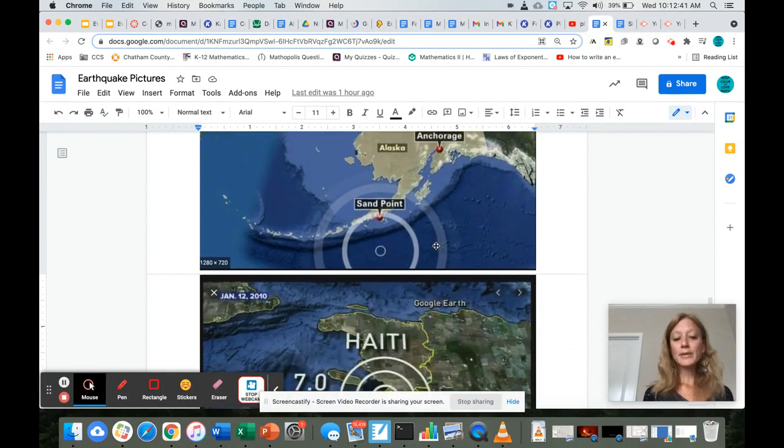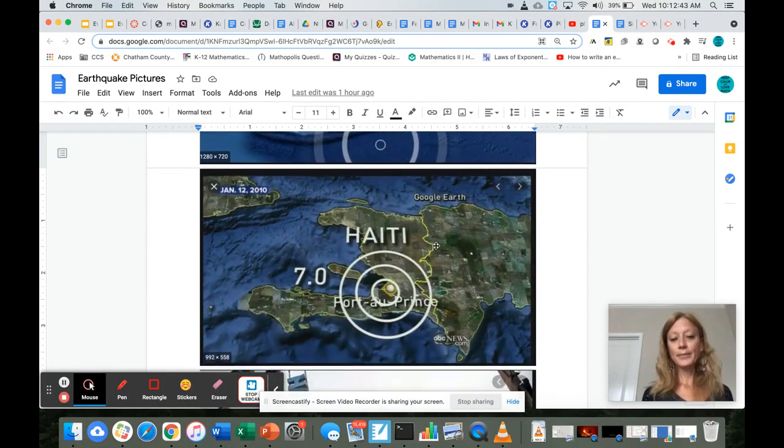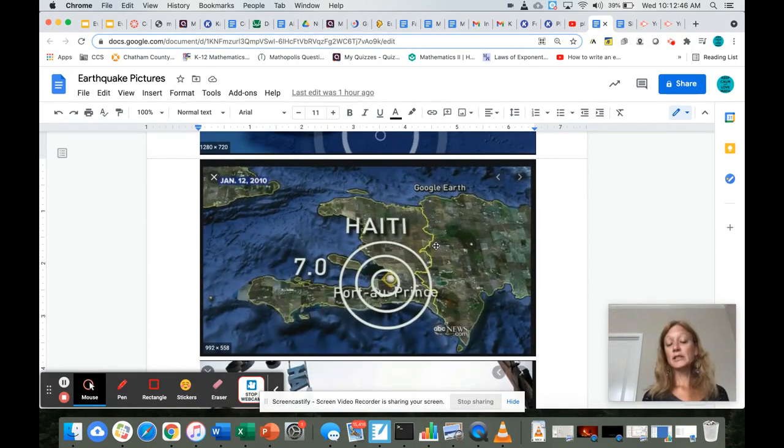Okay. Our last pictures are from Haiti, which we all know has some serious, devastating earthquakes as well. And some of you are coming into the chat saying, yes, it's a 7.0. Very good observation. So earthquakes are not only ranked by severity, but they're also ranked by location too. So identified by location.